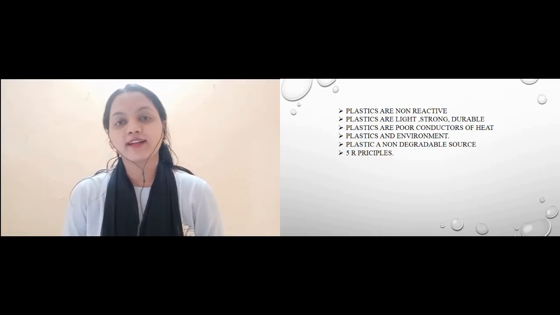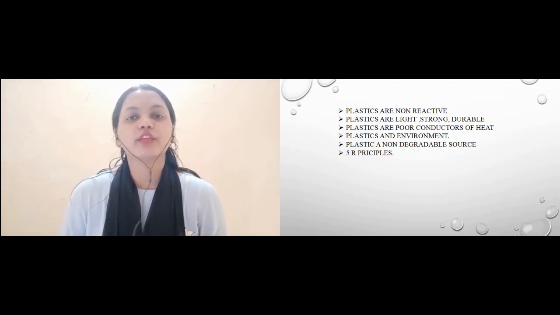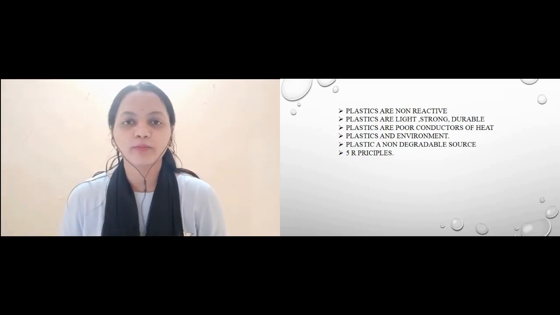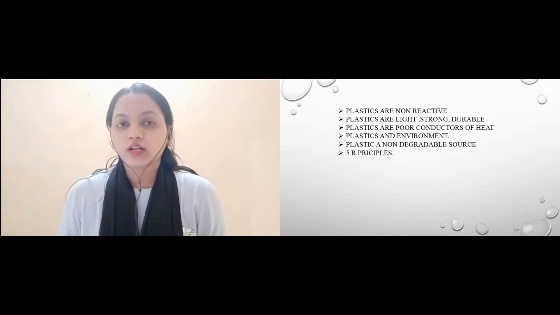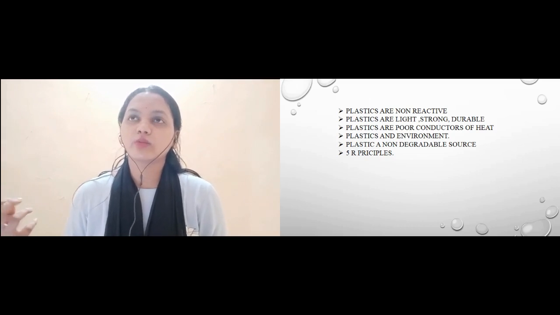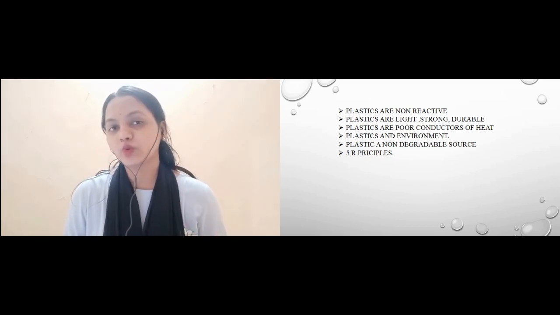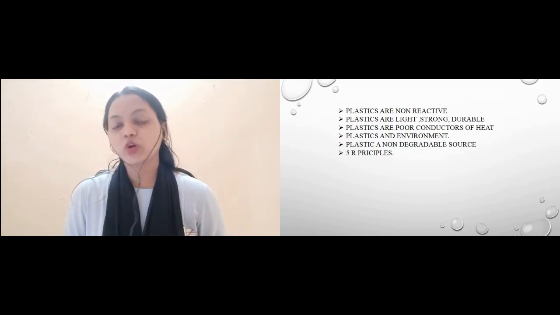Our second point is they are light, durable, and strong. Hence we can find a lot of things around us which are made up of plastic, because they are light, durable, and strong enough. They are poor conductors of electricity, and hence wherever there are electric connections, you will find plastic near it, because it is a poor conductor. It can resist the electricity and heat. Okay, poor conductors of heat.